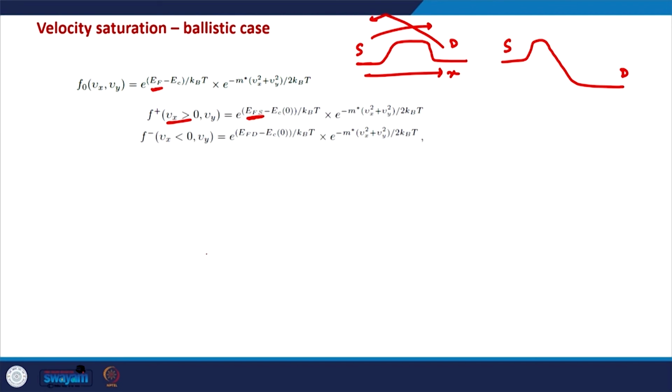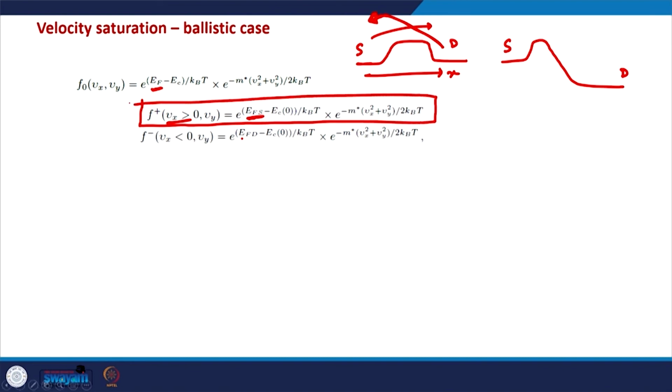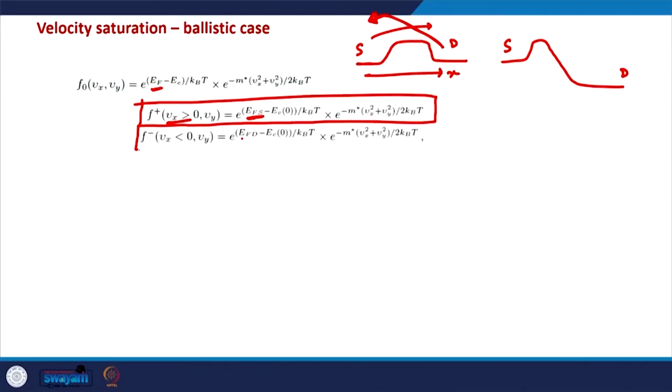And for the electrons that are coming from the drain side, the drain contact will be the origin of the electrons. So instead of EFS, we will have EFD. Okay. So this will be the Maxwellian distribution of velocities for electrons traveling in plus x direction from source to drain, and this will be the Maxwellian distribution of velocities for electrons traveling from drain to source. The only difference is in EFS and EFD.